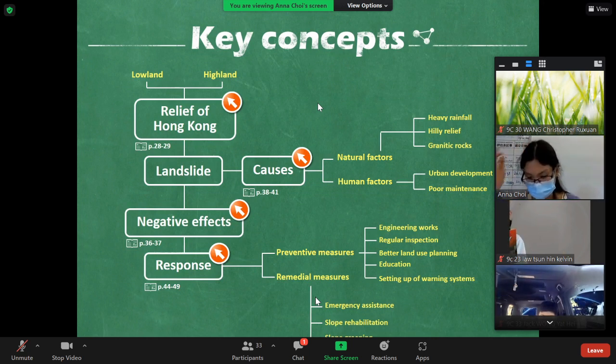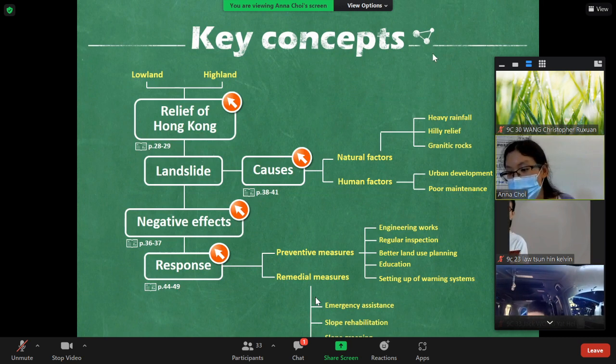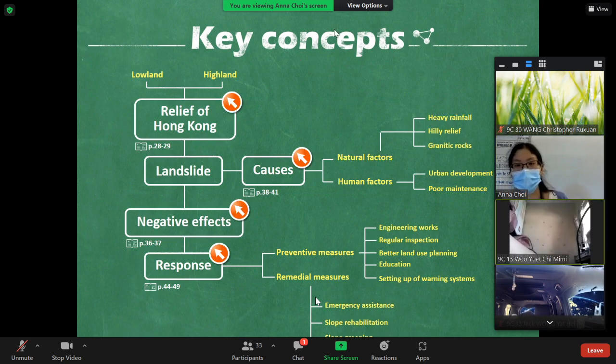They're hilly, like there's a lot of hills. Okay, hilly. So any more? What about class number 15? Yes. So apart from hilly, what adjective are you going to tell me related to the relief of Hong Kong?